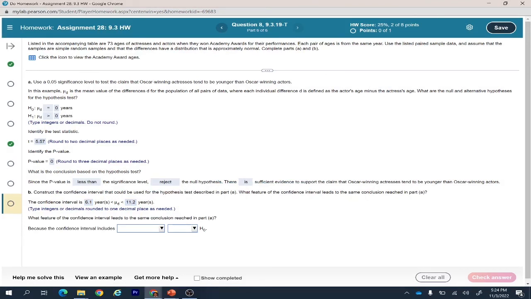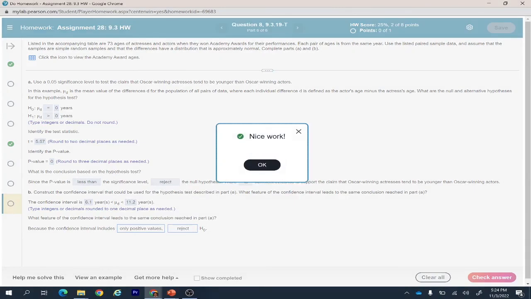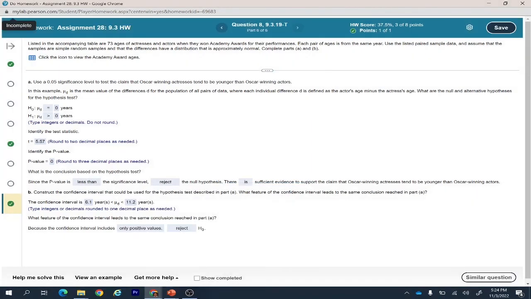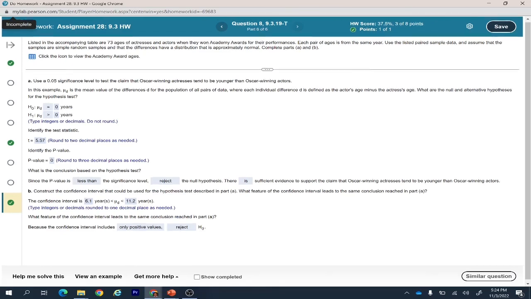Remember, the average difference under the null is supposed to be 0, but here the confidence interval is always positive. So that means the rejection of the null hypothesis makes sense. Because the confidence interval includes only positive values, reject the null hypothesis. There is no way from this to conclude otherwise, because failing to reject the null hypothesis only happens if this interval includes 0, but that is not the case.